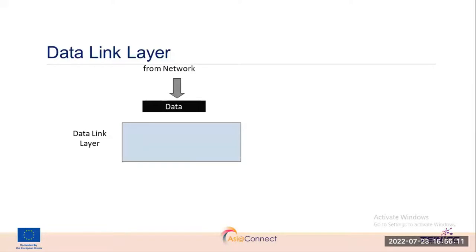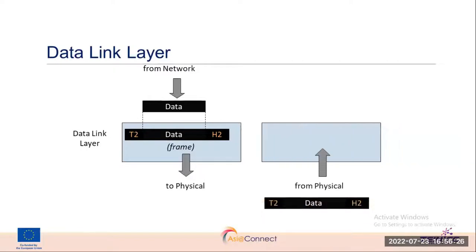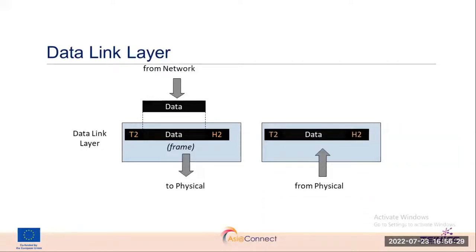The data link layer will receive data from the network layer. It will add its header and send it to the physical layer from the sender end. At the receiver end, the physical layer signals are transmitted, the headers are removed, and the data is sent back to the network layer. The network layer will send it to the upper layers for further processing.